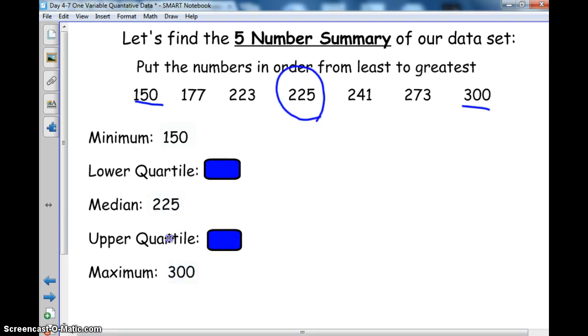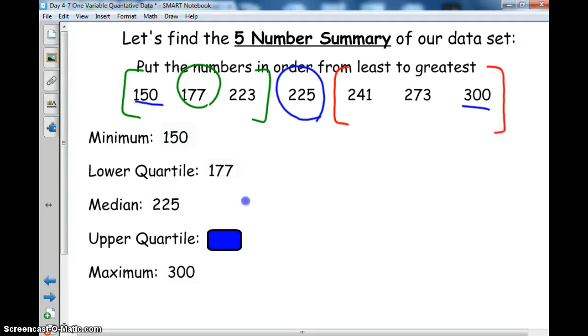So now we're going to look at the lower set and determine the middle number of this set. So this is going to be 177. Remember, when we're finding the median, we've got to put our numbers in order. Again, for the upper quartile, we're going to have our numbers in order, and we're going to find the middle number of the upper half. This is going to be 273.